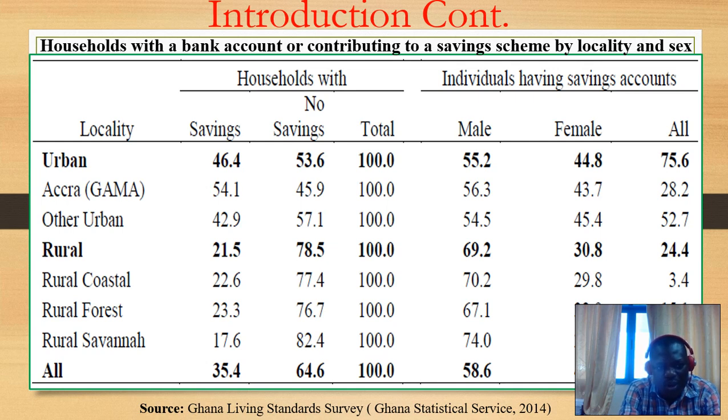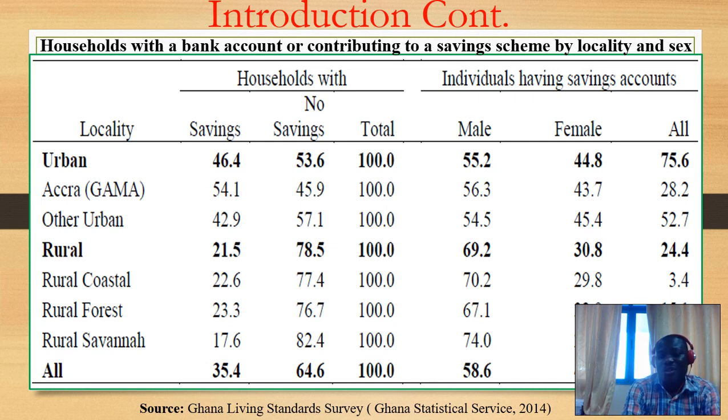When we come to rural coastal area, the situation is such that 70.2% are saving and 29.8% of female are the ones saving. If we come to rural forest area, 67.1% of male are saving and 32.9% of female are saving. Now overall, 58.6% are saving and 41.4% of female are saving.